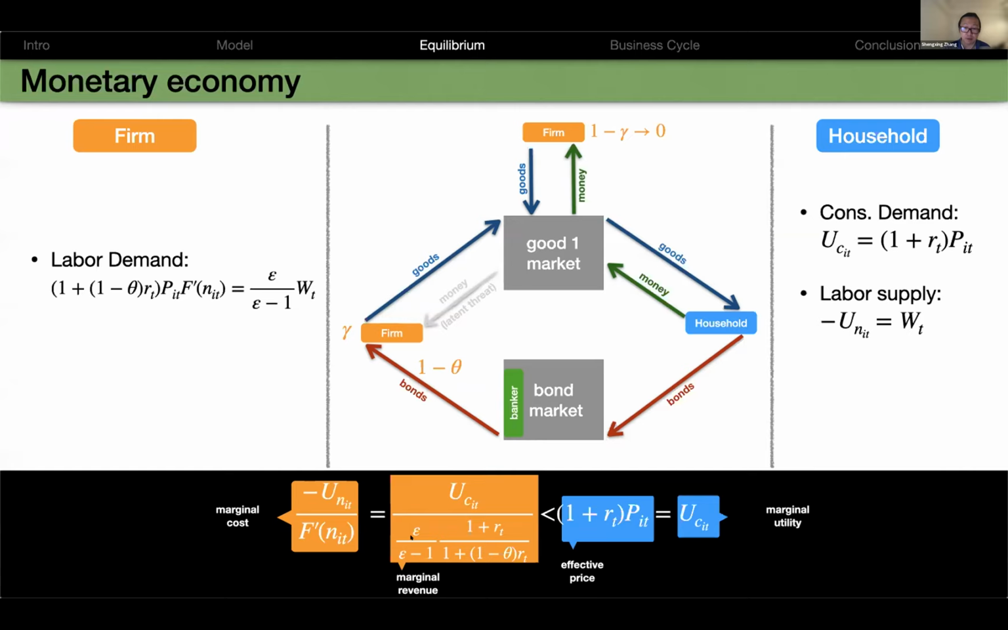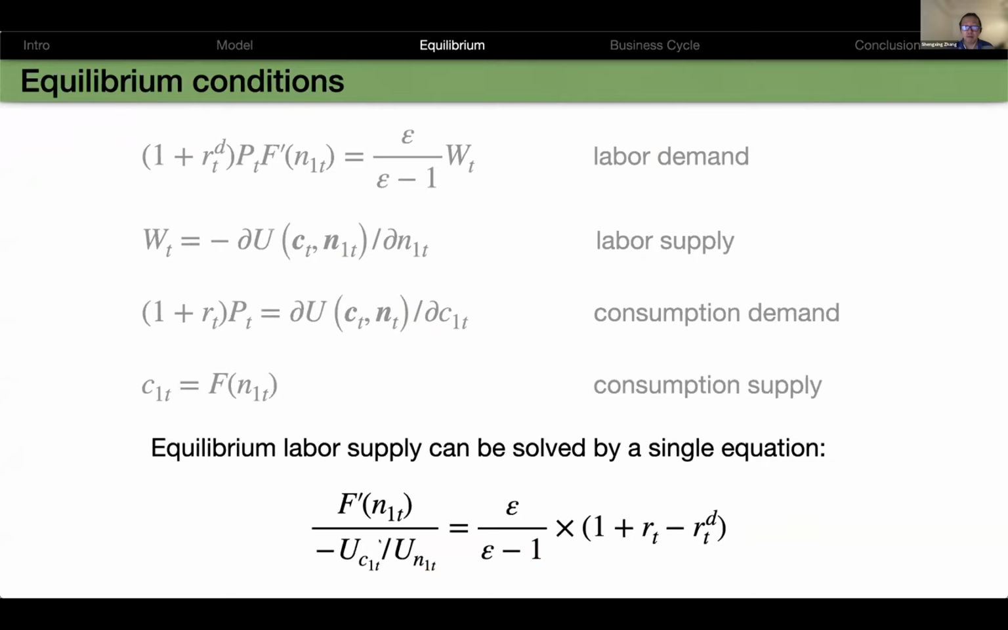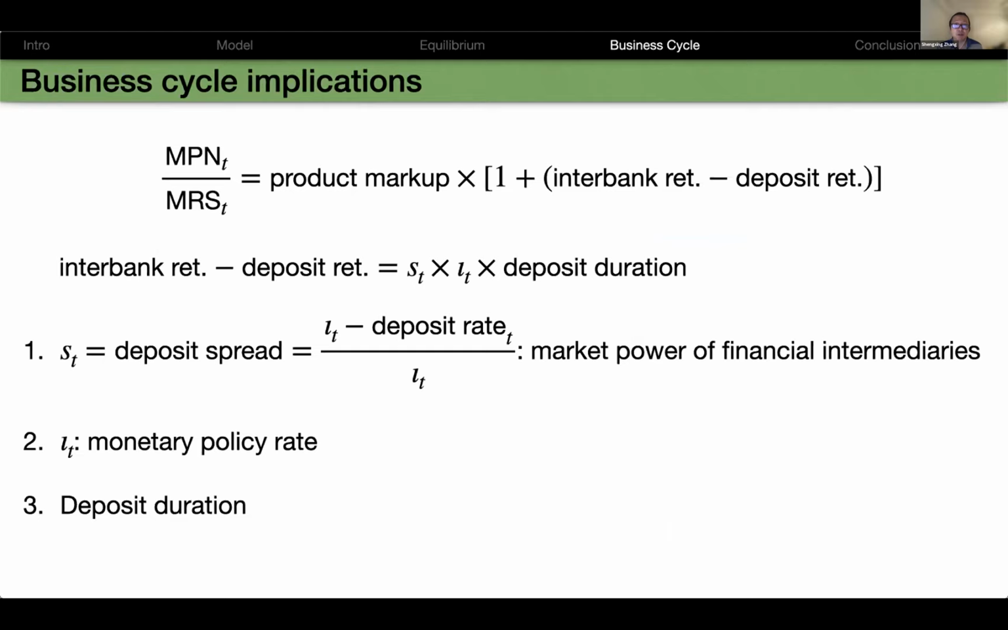And so in the end, the equilibrium can be summarized by one equation solving the labor supply, which is the equation I just showed you. The inefficiency of labor supply relative to a frictionless benchmark will depend on the product market power and the difference between the interbank rate R_T and the deposit rate R_D. Now, let me use my last 5-6 minutes to look at business cycle frequency implications. This equation summarizes the potential inefficiency, and monetary policy will affect the business cycle through this component, as I said. This component depends on actually three factors.